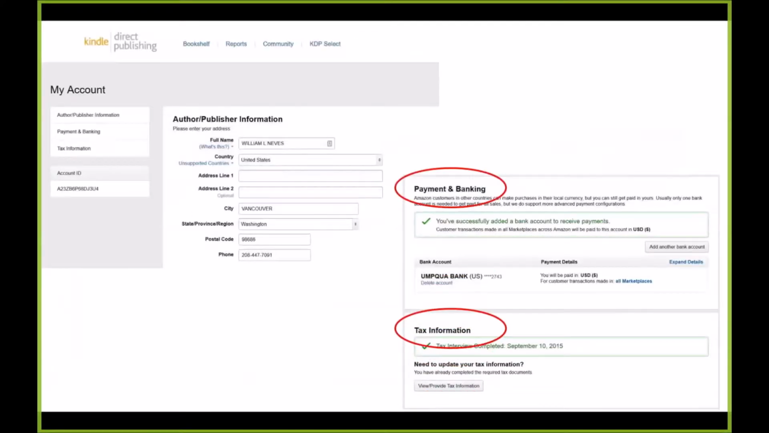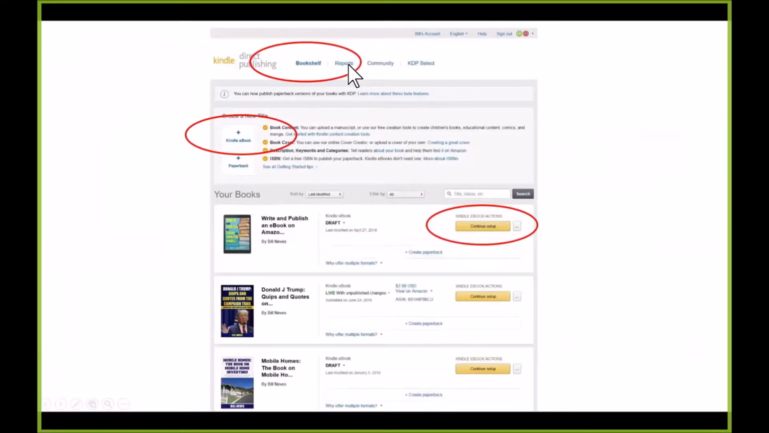Then on the next page, you have your information. I left my address out and put in the banking information. And then my tax information. I did this back September 2015 when I signed up for KDP Publishing. Okay. Then on the next page, you have your bookshelf. And these are going to be the books that you're publishing. And this is where you add, right here with the plus, a Kindle ebook.